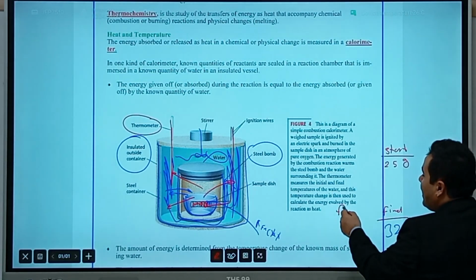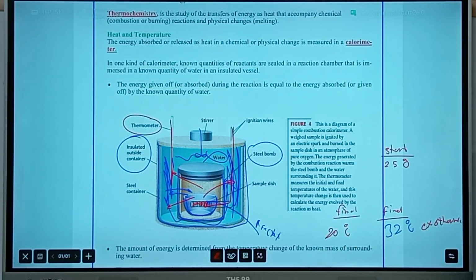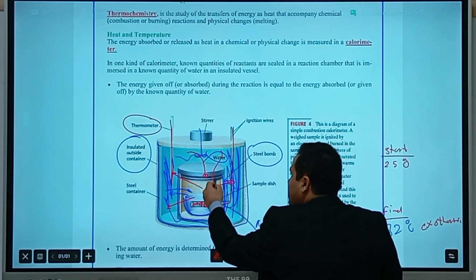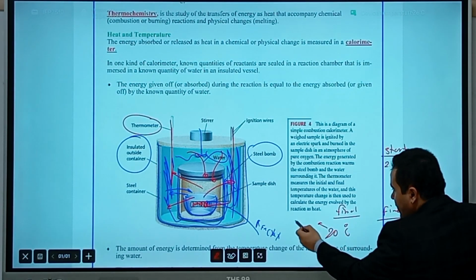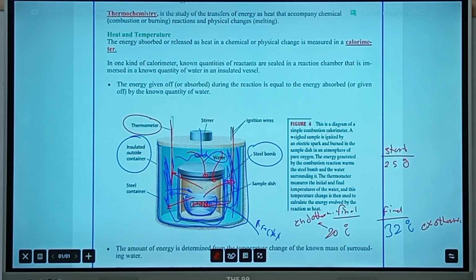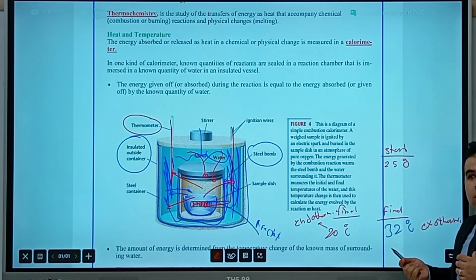But if the final temperature is 20 Celsius, it cooled down the water, that means it absorbed heat from the surrounding water to continue the reaction. So in this case, this will be endothermic. Why? Because it absorbed heat from the surrounding. And due to having different temperatures, we will be able to know that a reaction occurs, and whether that reaction releases an amount of heat to the surrounding or absorbs heat from the surrounding.